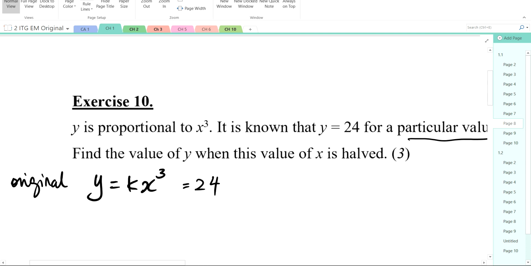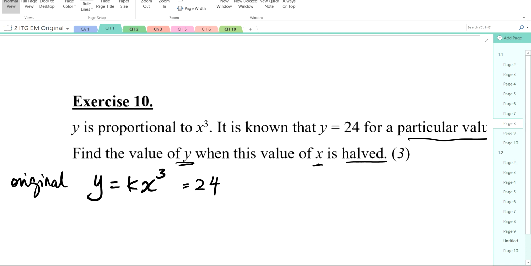Does this equation make sense to you? Do you know the value of x? Do you know the value of k? You don't know. Do you get to guess and choose values you want? You shouldn't be guessing. There is no reason to guess also. I just know that there is a certain value of x, certain value of k, such that kx cubed will give me 24. Okay? Then they say, find the value of y when the value of x is halved.